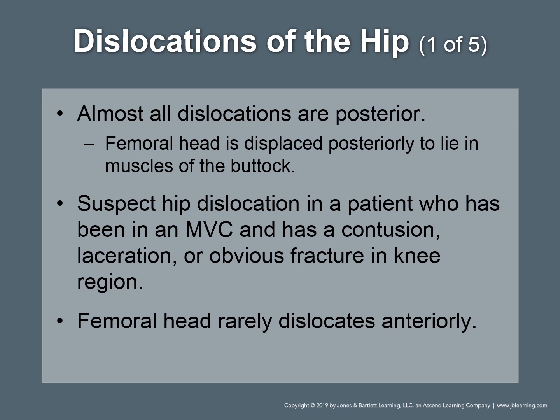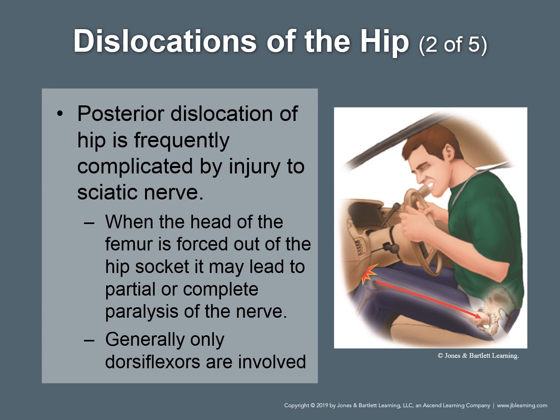Almost all dislocations are posterior. Femoral head of the pelvis, we see this a lot of times with falls. That femur will dislocate from the acetabulum, and it usually does it posteriorly. Suspect hip dislocation in a patient who's been in an MVC and has a contusion or obvious fracture to the knee region. That force, that energy will pop that femur out of place. The femoral head rarely dislocates anteriorly. It's almost always posteriorly, and you'll typically see shortening and rotation in that extremity.